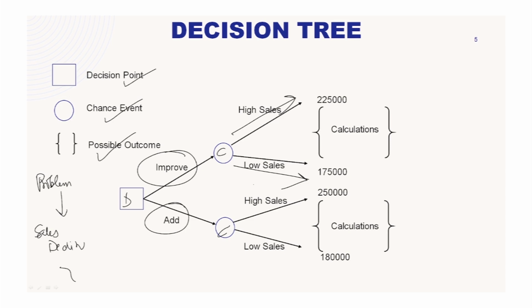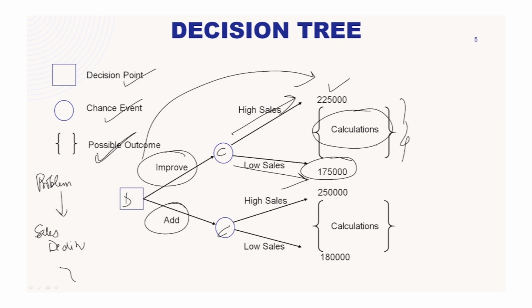Okay, now based on the calculation or the possible outcome, the possible outcome could be that sales high will be 2,25,000 if you are improving your existing product. And at the same time sales low will be 1,75,000. These are based on certain calculations or certain assumptions.